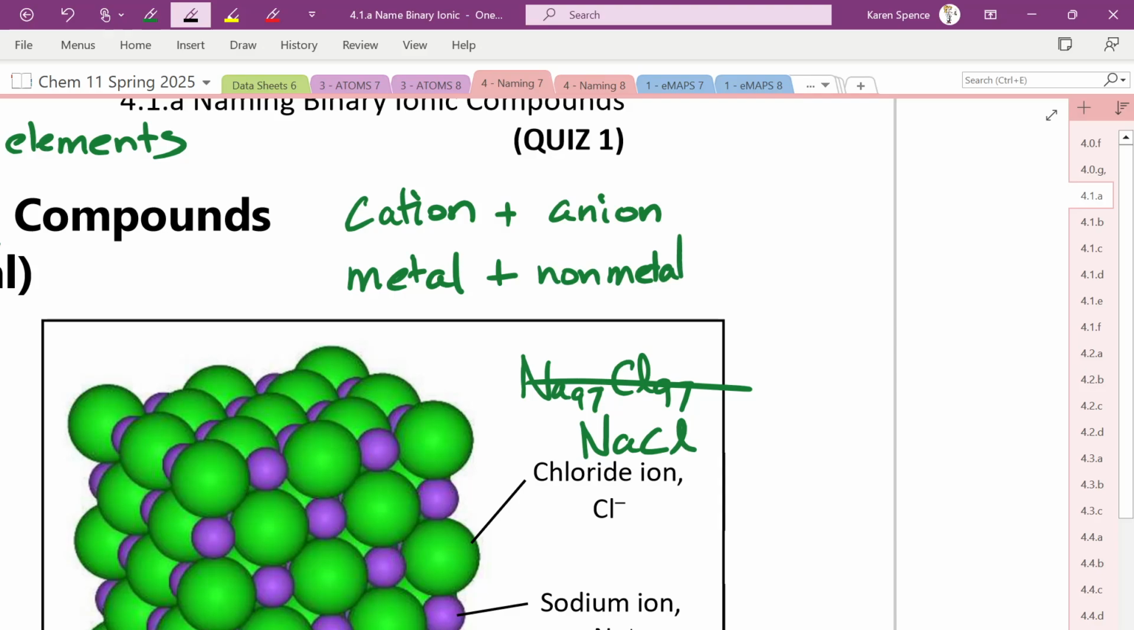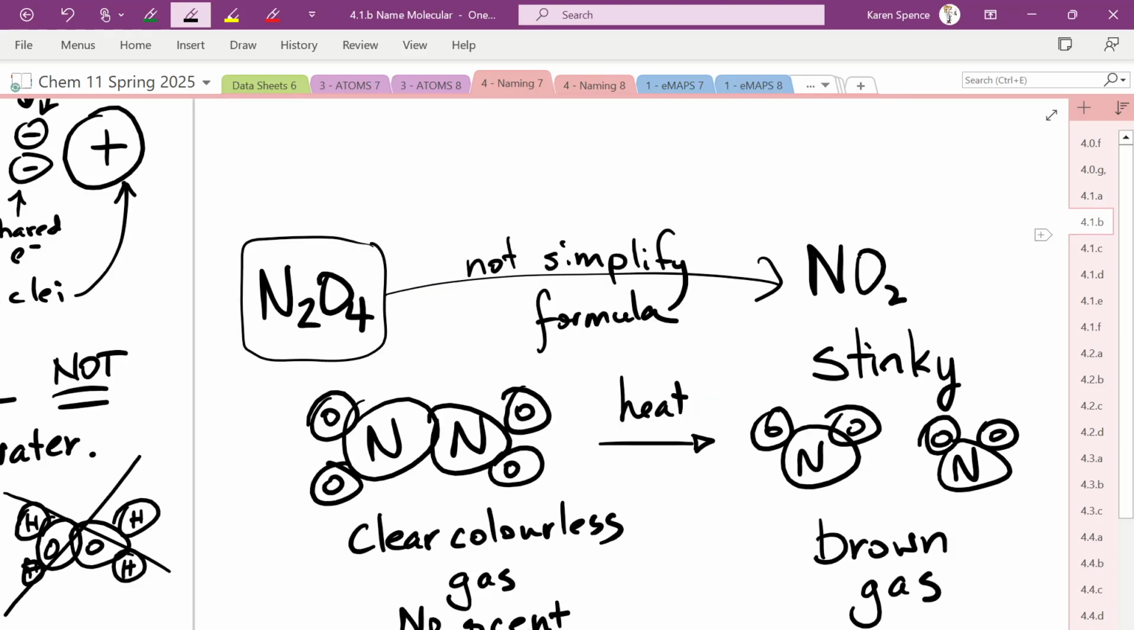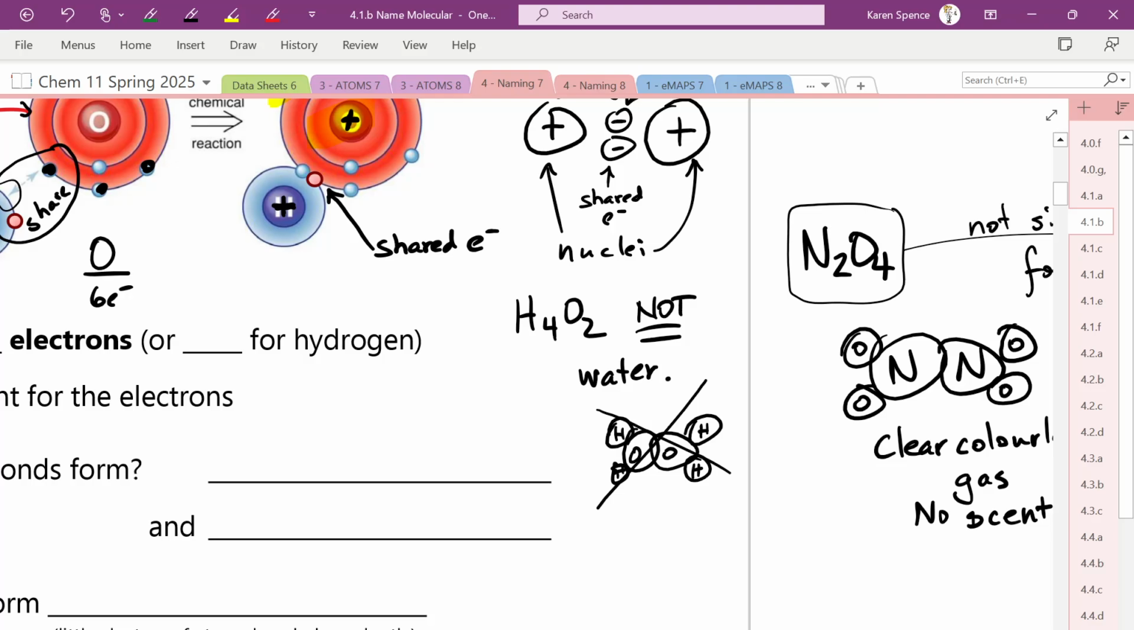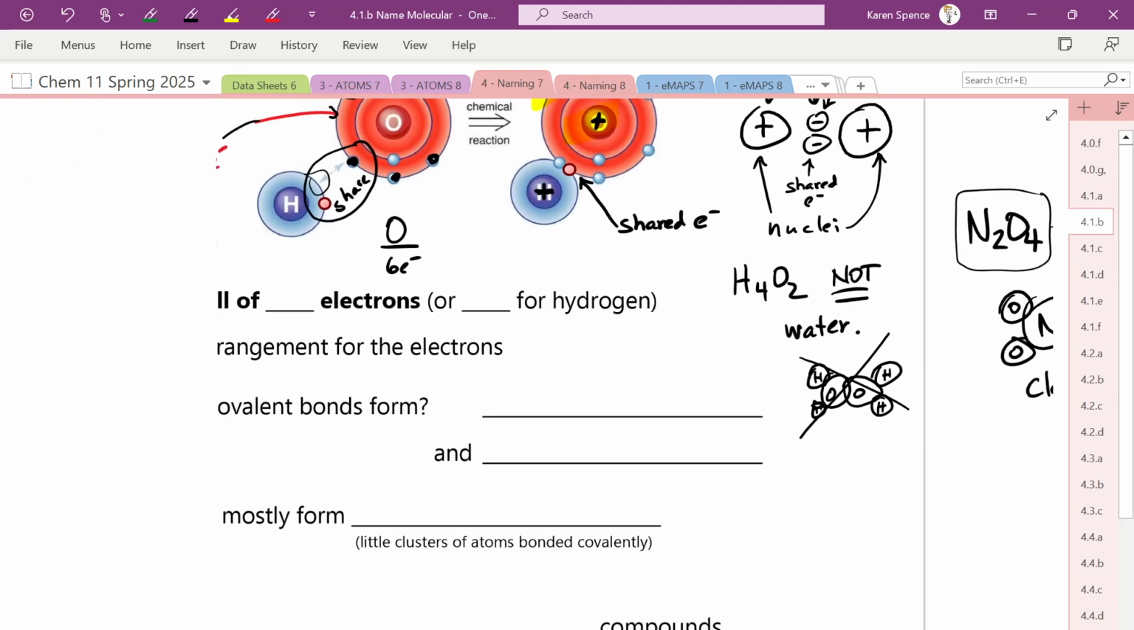Not a huge deal. If you don't understand that, you can just remember: simplify ionic compounds, don't simplify covalent compounds. If you understand it, that's fabulous, but you don't have to. Okay? Now, back to the actual matter here.